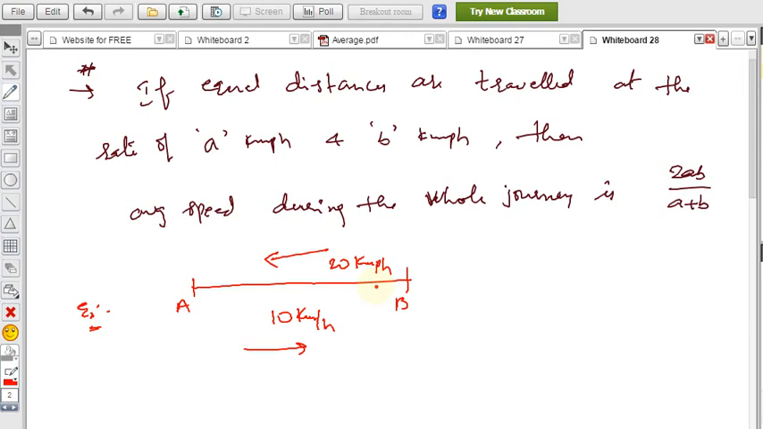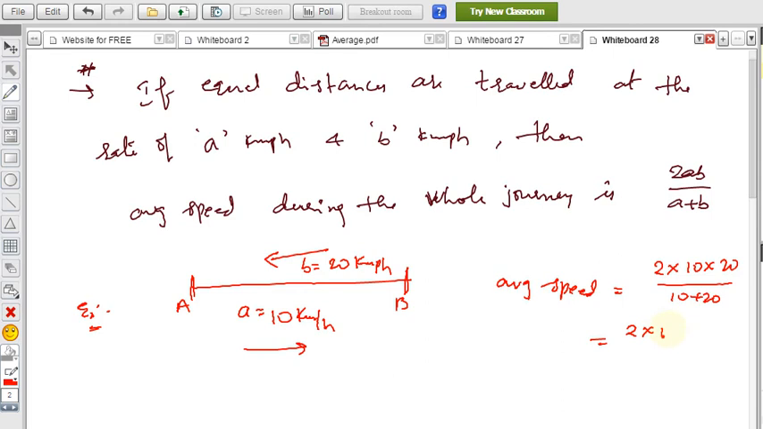So for average, we should not directly add 10 plus 20 by 2, that's wrong. The distance is the same, distance is not changed. Now this is A and this is B. One journey is 10 km per hour and one journey is 20 km per hour. Then average speed is equal to 2ab, 2 into 10 into 20 by 10 plus 20. Okay, this we need to solve.